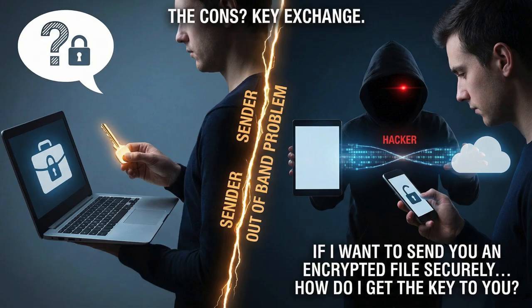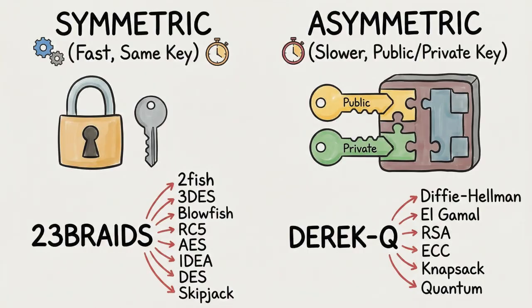For the exam, you need to know the algorithms. To remember encryption types, use 23 BRAIDS for symmetric, fast, same key, and Derek Q for asymmetric, slower, public/private key pair. Symmetric 23 BRAIDS: Twofish, 3DES, Blowfish, RC5, AES, IDEA, DES, Skipjack. Asymmetric Derek-Q: Diffie-Hellman, El-Gamal, RSA, ECC, Knapsack, Quantum.